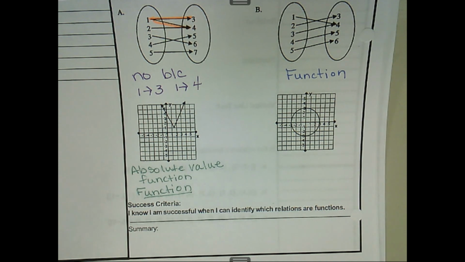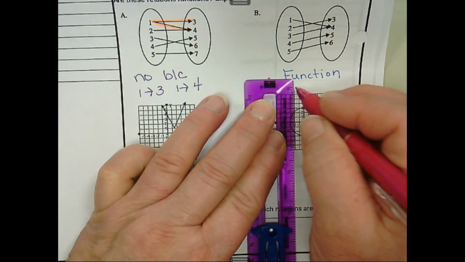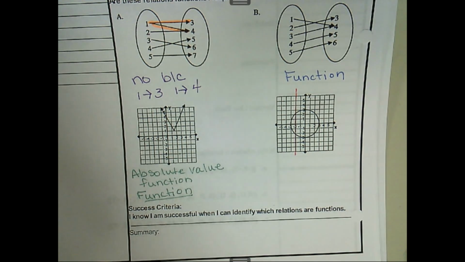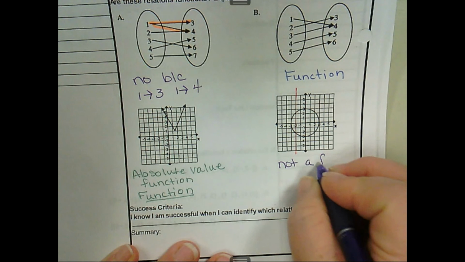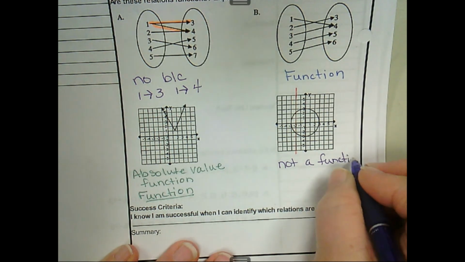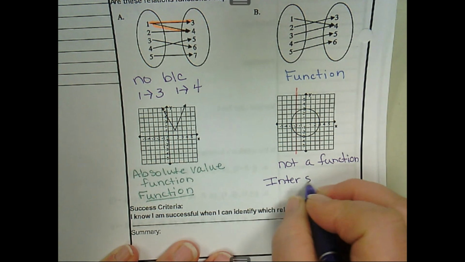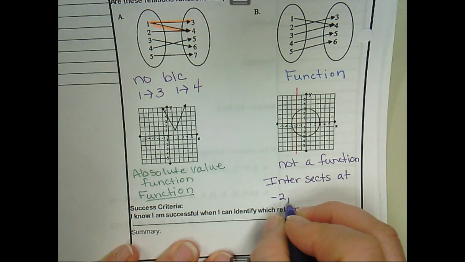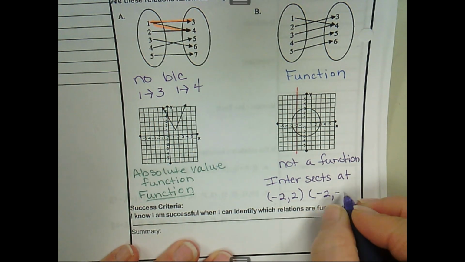How about a circle? Will a circle pass the vertical line test? No, in fact, it doesn't pass anywhere except on the very, very most extreme edges. So this is not a function. It intersects at -2, 2, and -2, -2.